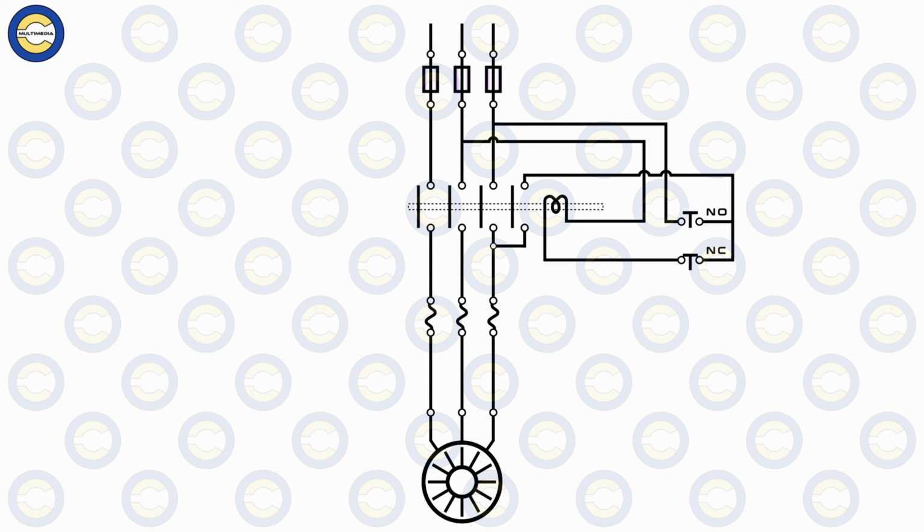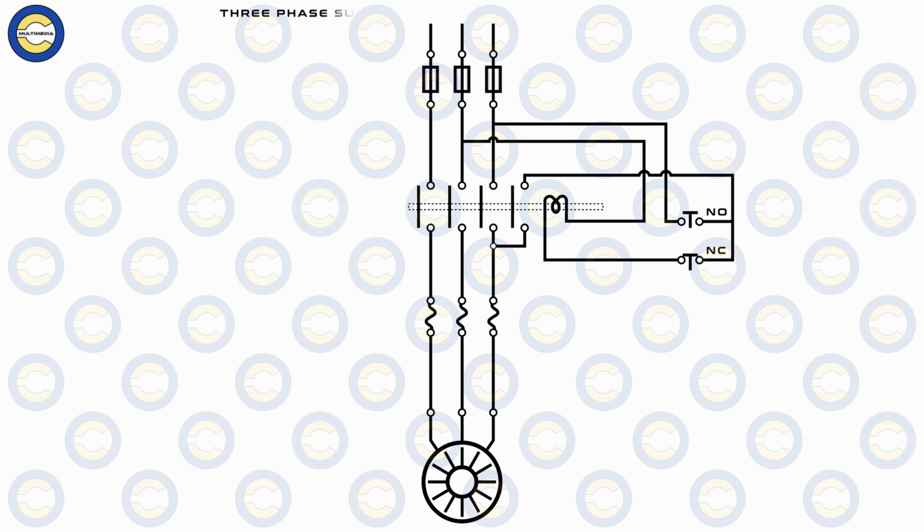As said before, one such common starter is the direct online starter that we are discussing here, the DOL starter. So now let us have a look at how the DOL starter works. A DOL starter connects the motor directly to the supply voltage, and that is where it draws its name, direct online. Now let us break down the circuit.